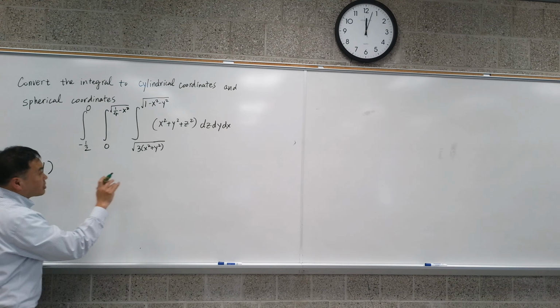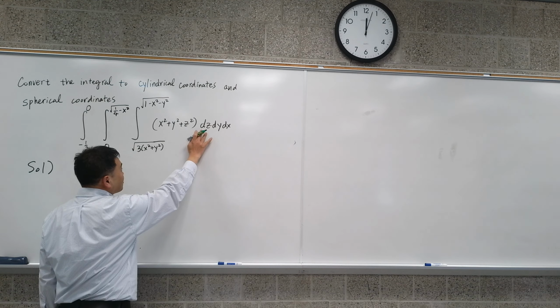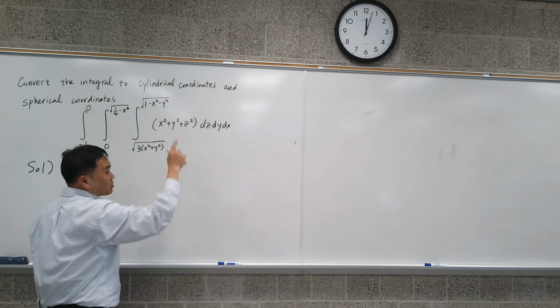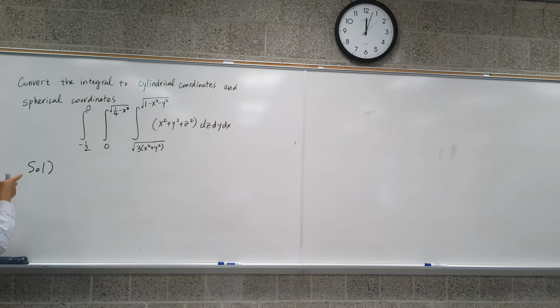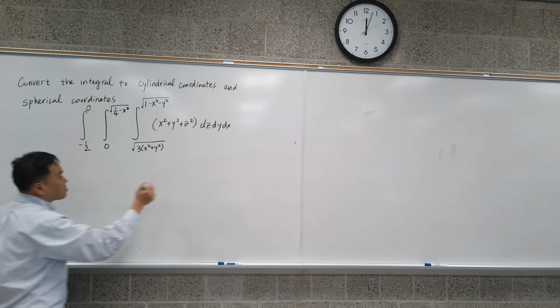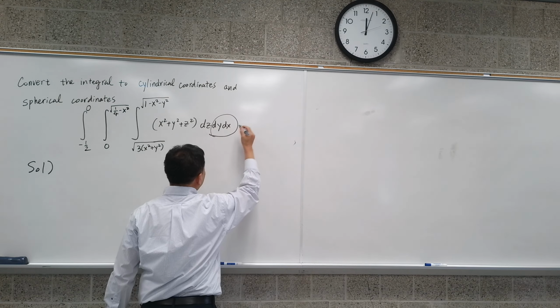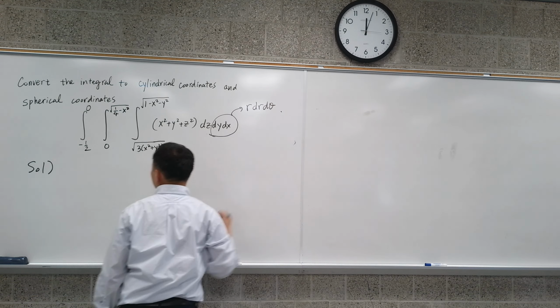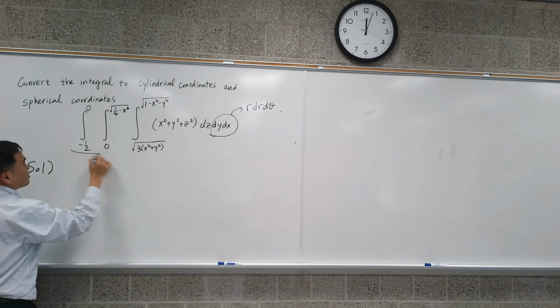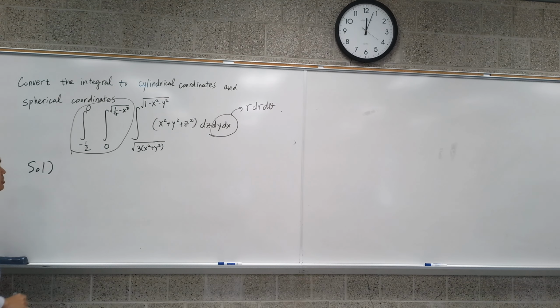In cylindrical coordinates, you don't have to worry about z because cylindrical is z, but x and y are polar coordinates, right? So we just have to figure this out. We have to change that to r dr d theta. And this part needs to be changed into r and theta.